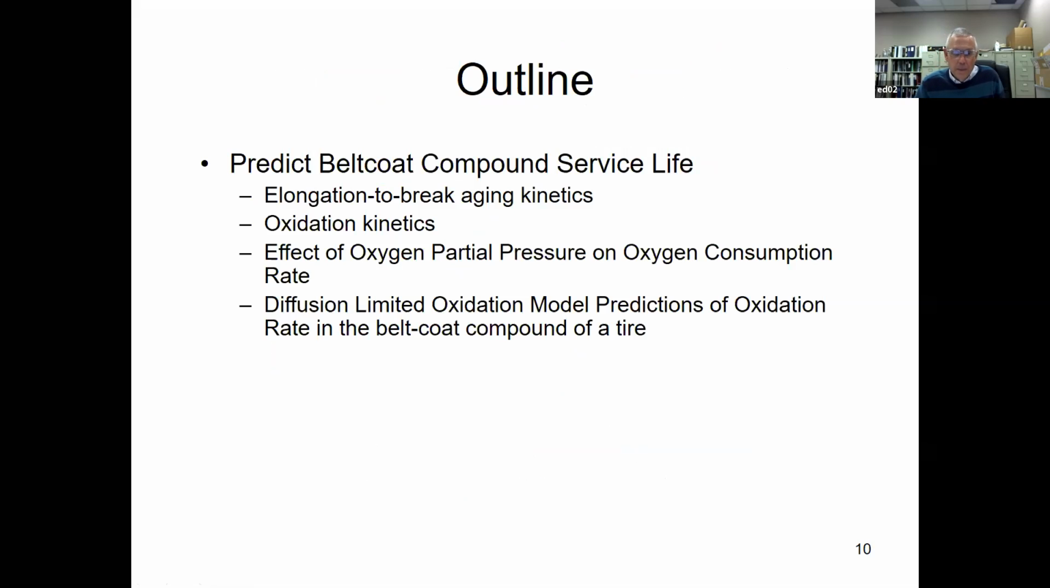Okay, so these are the steps that we took. We measured elongation to break as a function of time at a series of temperatures and obtained the aging kinetics. And then we used oxidation kinetics, that is, the ultra-sensitive oxygen consumption technique. And here you'll see what I mean, but the whole purpose is to obtain the shift factors, okay? If we know the shift factors, then we can shift our data onto any temperature within the range of our data measurements.